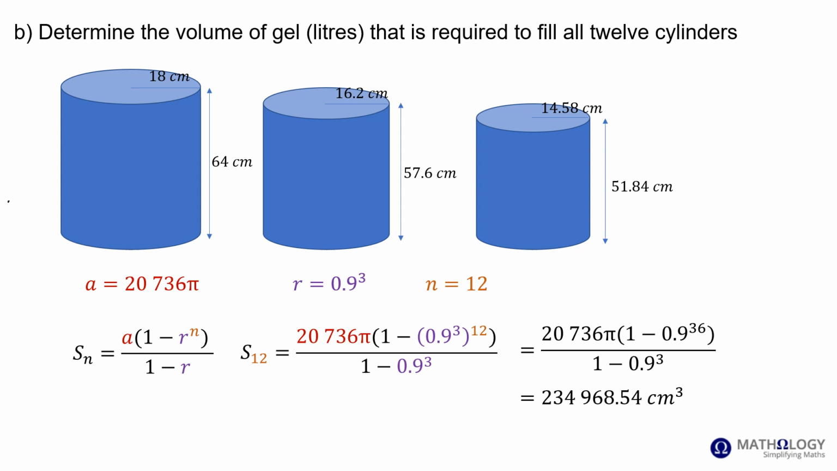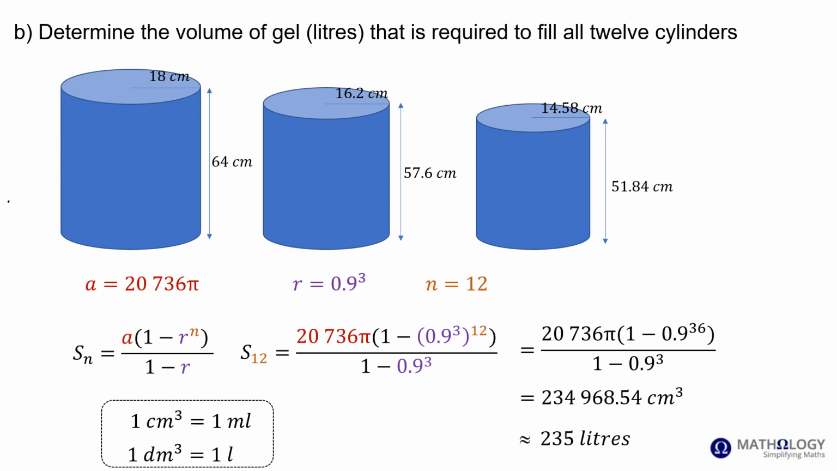234968.54 centimeters cubed. We are required to leave the answer in terms of liters, so we now divide this answer by 1000, which gives a final answer of approximately 235 liters. 1 centimeter cubed equals 1 milliliter, and 1 decimeter cubed equals 1 liter. The conversion from centimeters cubed to liters therefore becomes very simple.